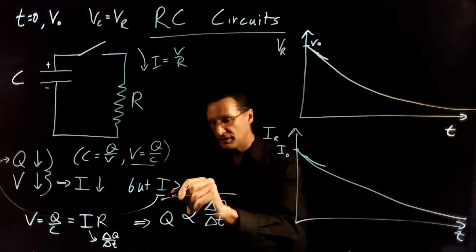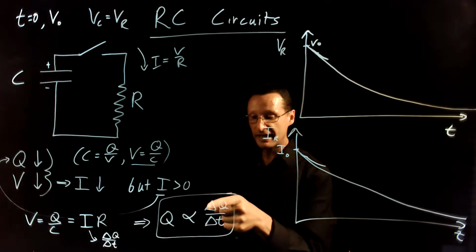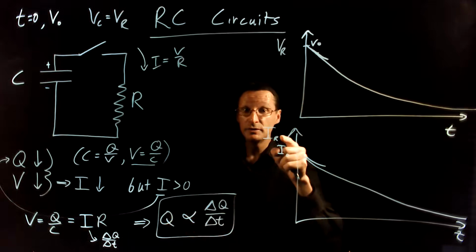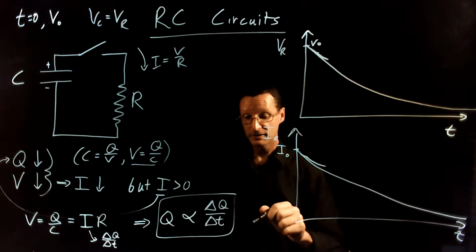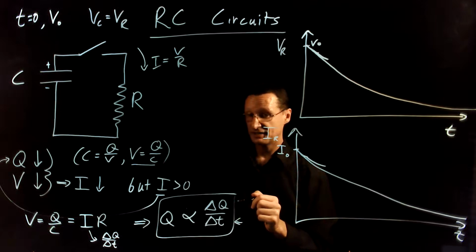And anytime you get a proportionality equation where the rate at which a thing is changing is proportional to the amount of the thing itself, you get an exponential decay or an exponential increase. In this case, it's a decay. So this tells you why it's exponential and why it has that shape.